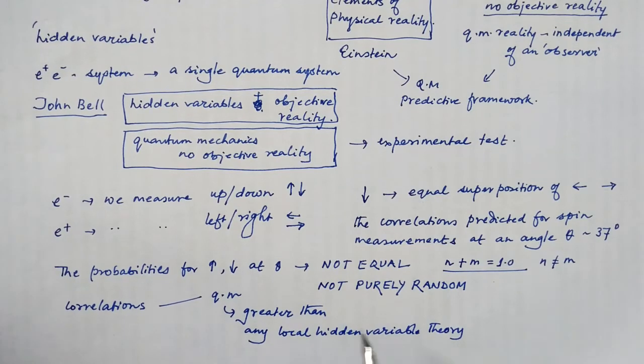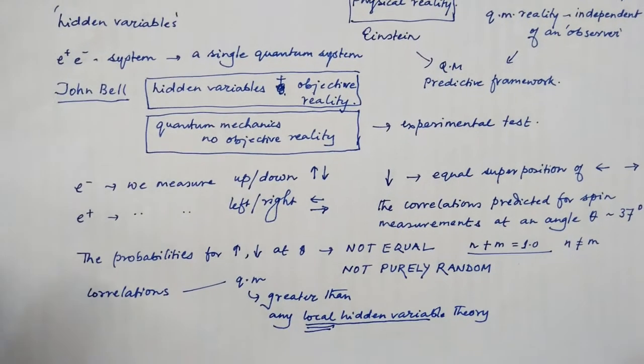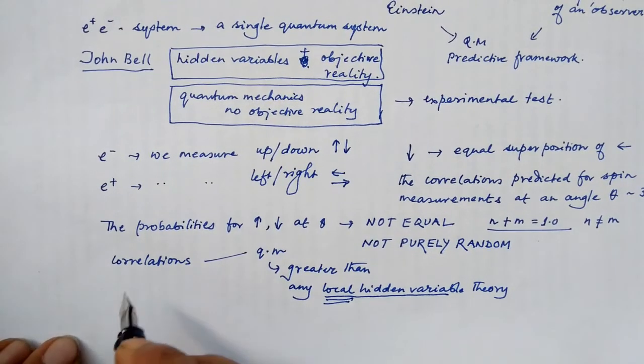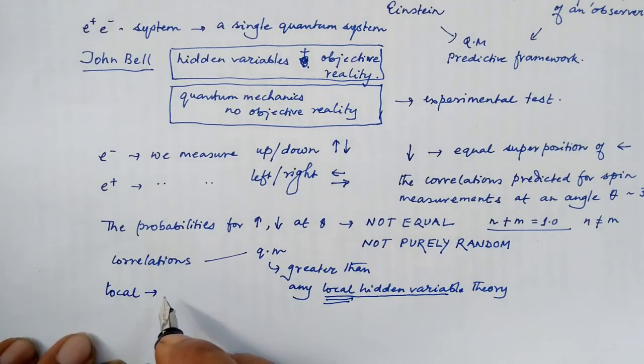Now, we are always saying this local hidden variable theory, where we refer to the term local pretty often. Local has an important significance in physics. Local means that there is no faster than light signaling.